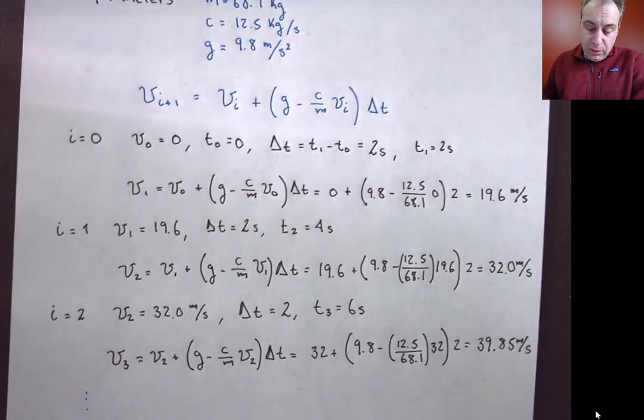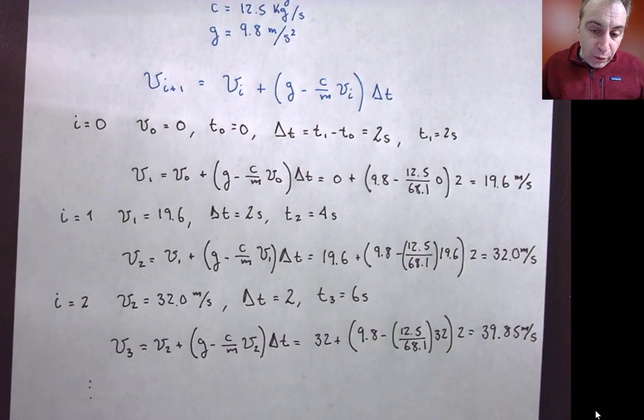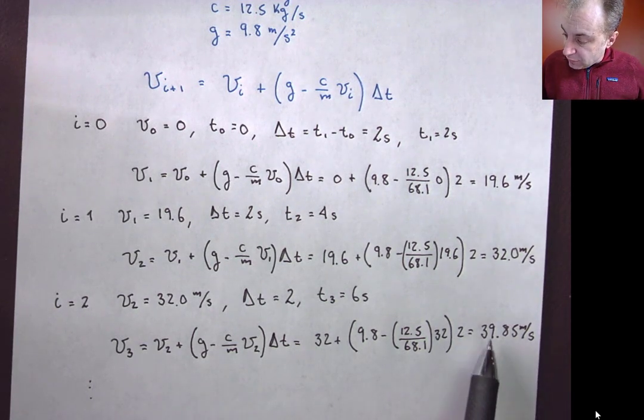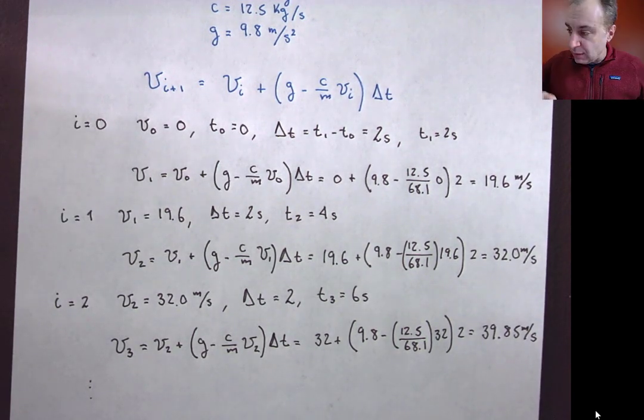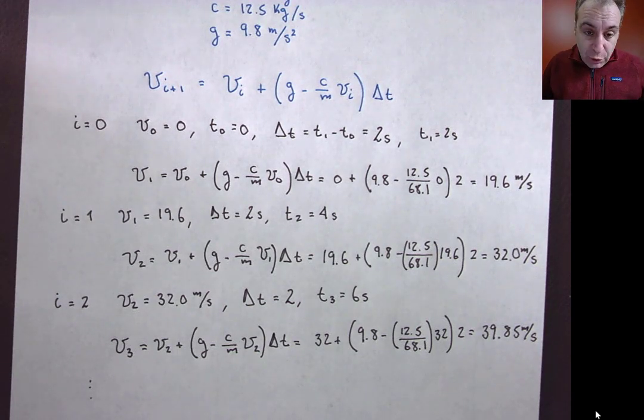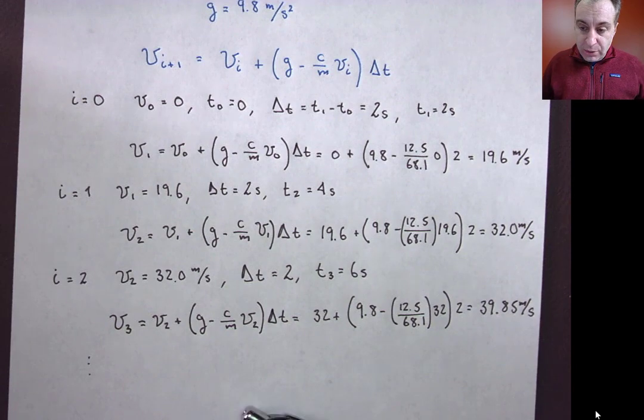So we continue this process. Eventually, we're going to reach a value that is not going to change that much, I think it was around 53, and that will be the terminal velocity of the parachutist.